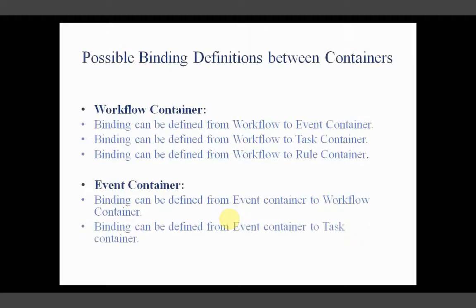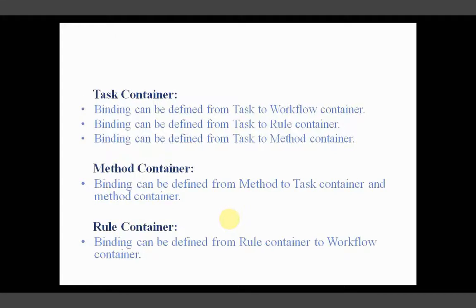Now coming to the workflow container, the binding can be defined from the workflow to the event container, from workflow to the task, and from workflow to the rule container. I will show you everything in practical, just making you familiar with the words, the parts and pieces of this workflow. Next, coming to the task container, we can do the binding from task to the workflow container, from task to the rule container, and from task to the method container. Now coming to the method container, we can do the binding from method to the task container.